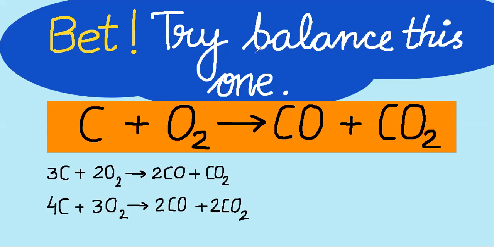You see, one important thing about balancing is that it must be unique. That means even if you have different numbers, they must be in the same ratio or proportion. That's the rule of stoichiometry, right?